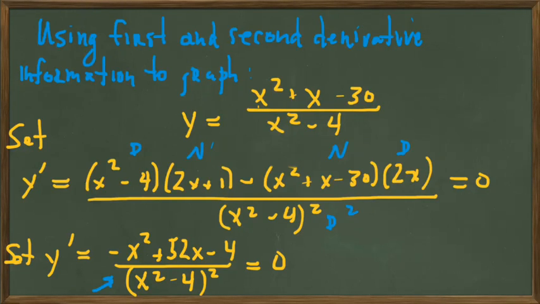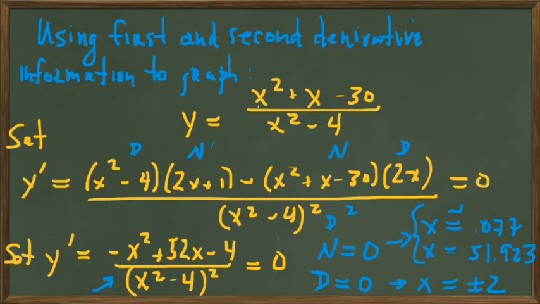When we set a fraction equal to 0, the fraction is going to equal 0 where the numerator equals 0. The fraction is going to be undefined, and we're going to have to note that on our sign chart, where the denominator equals 0. So the numerator of this fraction equals 0 where the quadratic in the numerator equals 0. If we use the quadratic formula, the two places where the numerator equals 0 are these two approximate x values, 0.077 and 51.923, and the two places where the denominator is 0 are plus or minus 2.